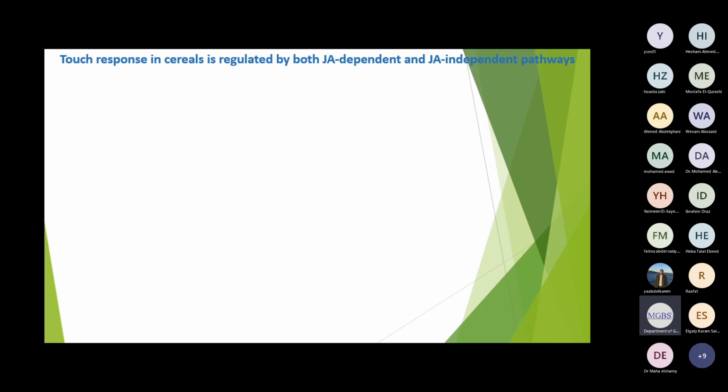So, as you remember from my first slide, I told you that touch signaling in plants is controlled by two pathways, a jasmonic acid dependent pathway and a jasmonic acid independent pathway.